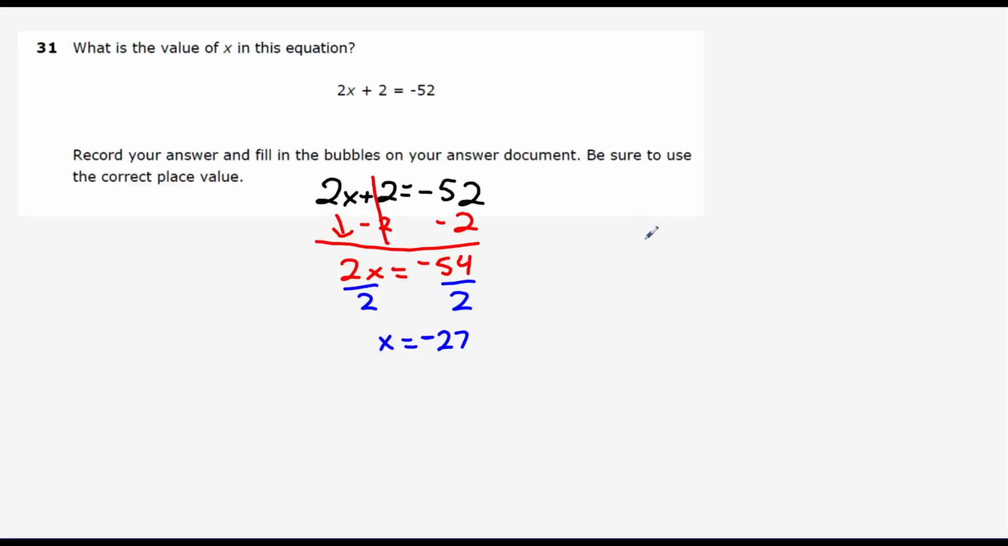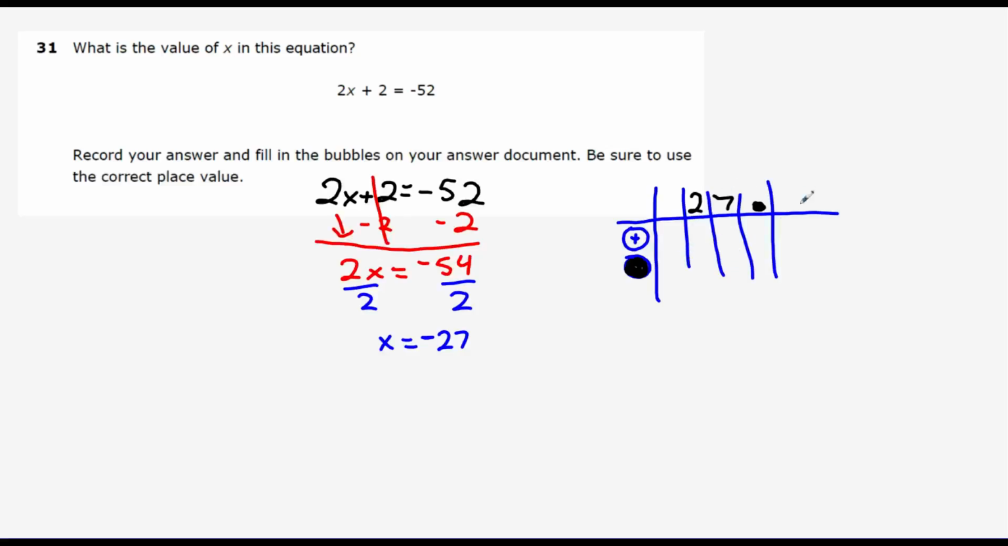So when we bubble that in, the lines aren't so good today, but here's our grid right here. On the far side, there's two bubbles, one that says plus, one that says minus. Excuse me, it's very important. If your answer is negative, you got to bubble in the negative. And then there's a decimal somewhere, so we would have had to put 2 and then 7.